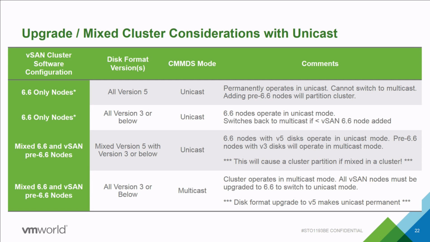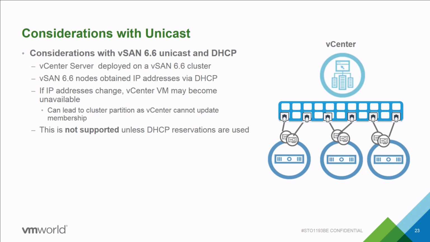Now if I try to add this older host to the cluster, it'll join the vSphere cluster, that's not a problem, but it won't be able to join the vSAN cluster. It'll be left partitioned. So that's just an interesting thing to bear in mind if you're planning to upgrade to 6.6 and you're wondering when is it going to flip over to multicast or Unicast. It's when everything is at 6.6 that you'll have Unicast, and if you update the on-disk format as well, you'll never go back to multicast. All right? So very good. So just a couple of things here as well.